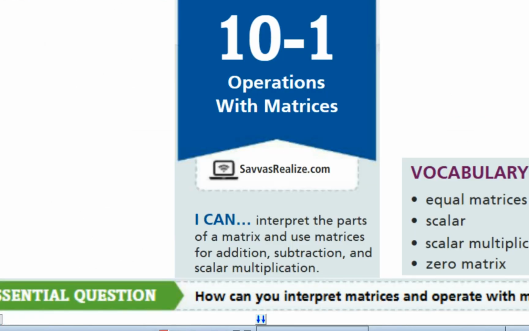And here we are back. That's talking about stuff in section 1 of topic 10 in our SAVVAS book. And how can I interpret matrices and operate with matrices?